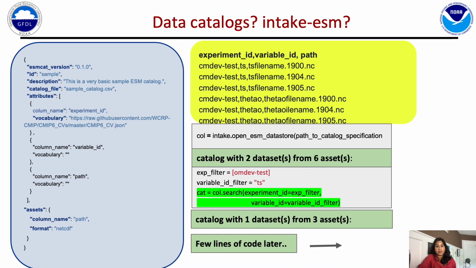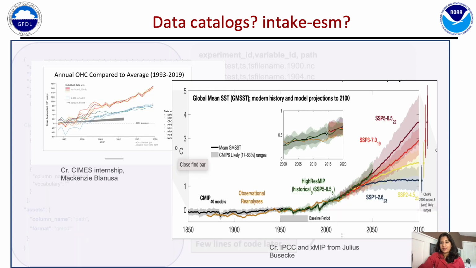So you can imagine or envision having just a few more lines after this to have a figure such as this, where you're reproducing an IPCC chapter figure, or you're having a multimodal analysis studying the ocean heat content. So this is an example to show you how the search blends in with your analysis pretty seamlessly.